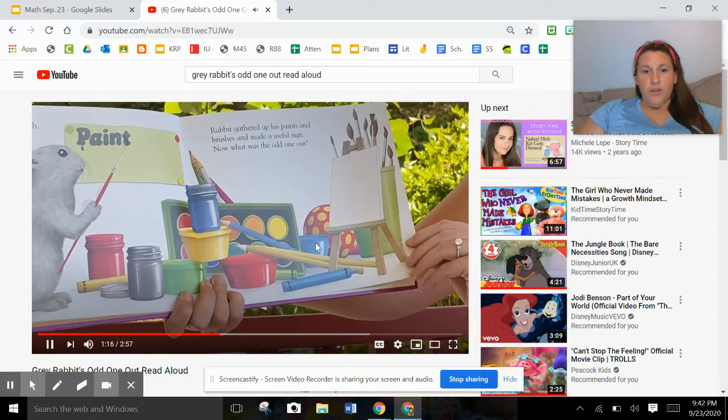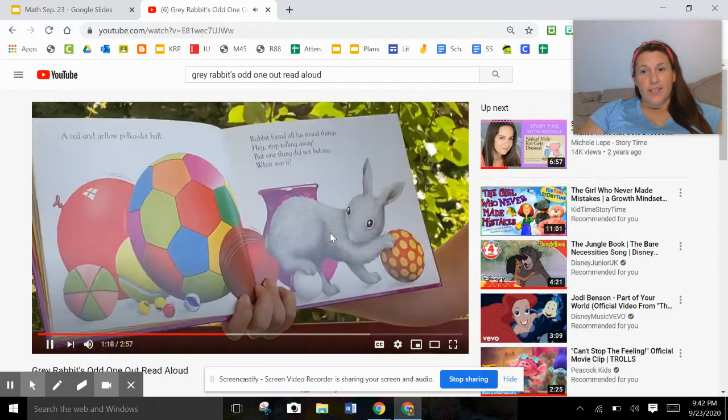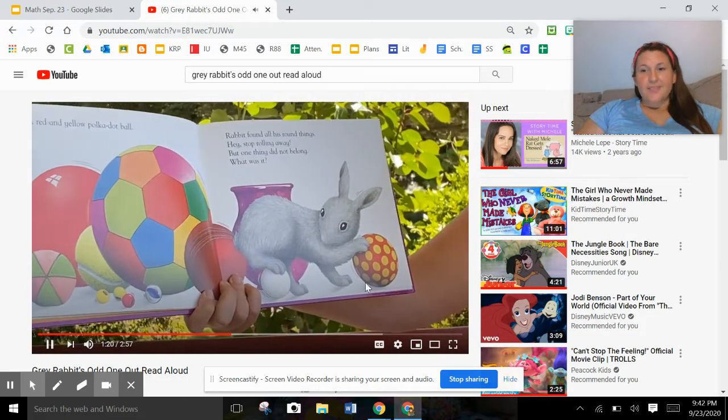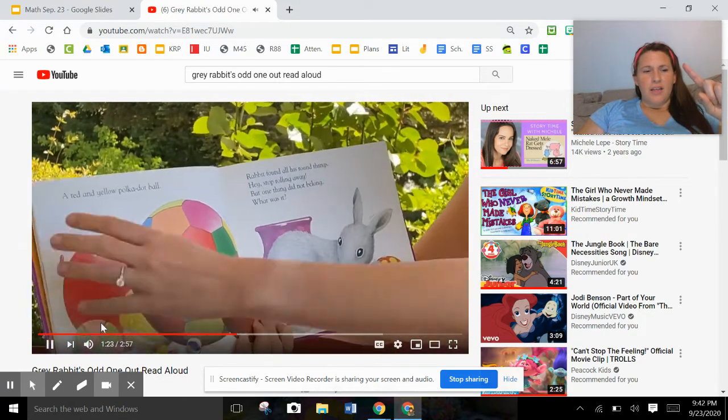So now in this picture, there's something that's the odd one out. Oh, a red and yellow polka dot ball. Did you see that one hiding?